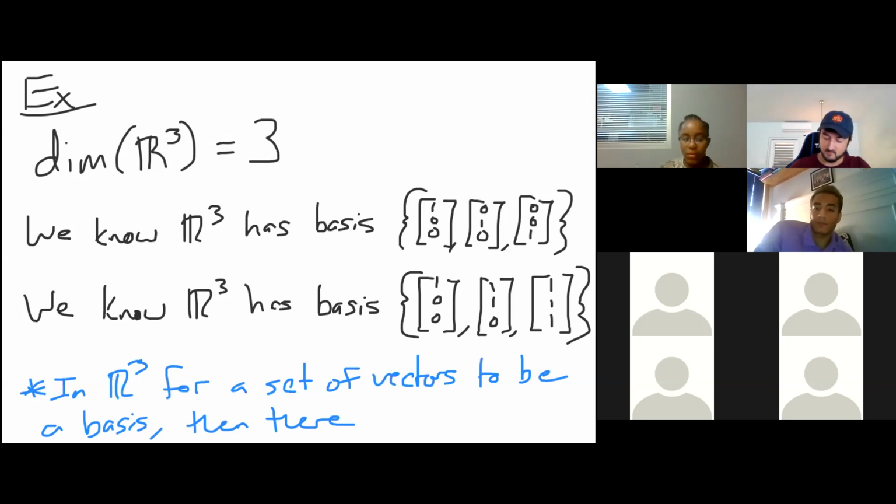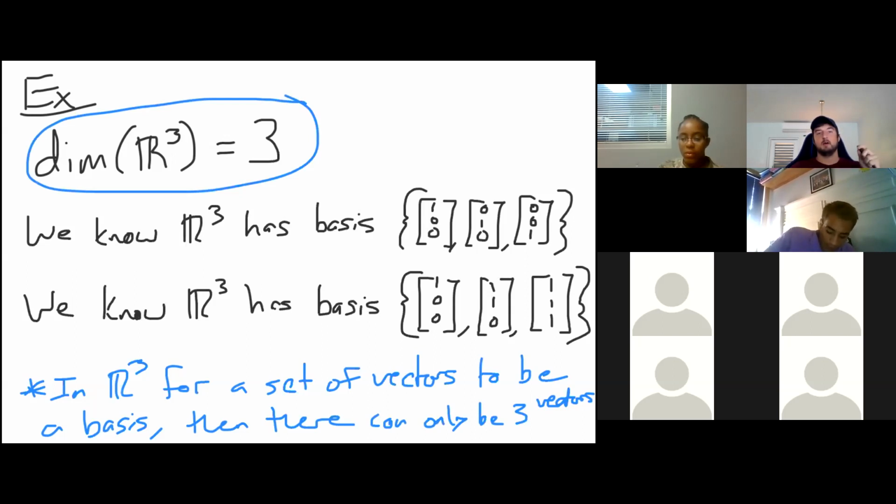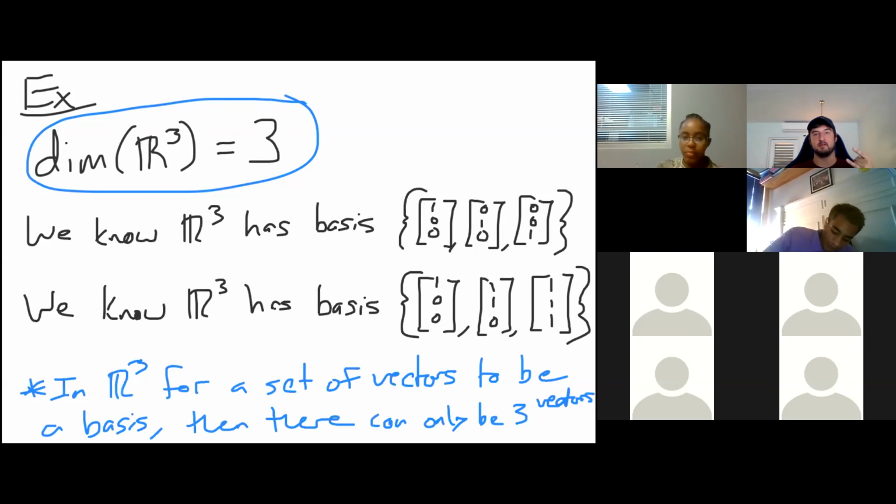In R3, there can only be 3 vectors in a basis. I had to kind of jam it in there in the bottom right, that last word is vector. So in R3, for a set of vectors to be a basis, we know that there can only be 3 vectors, since we now know what the dimension is. If it's less than 3, it won't satisfy the spanning property. If it's greater than 3, it won't satisfy the linear independence property.